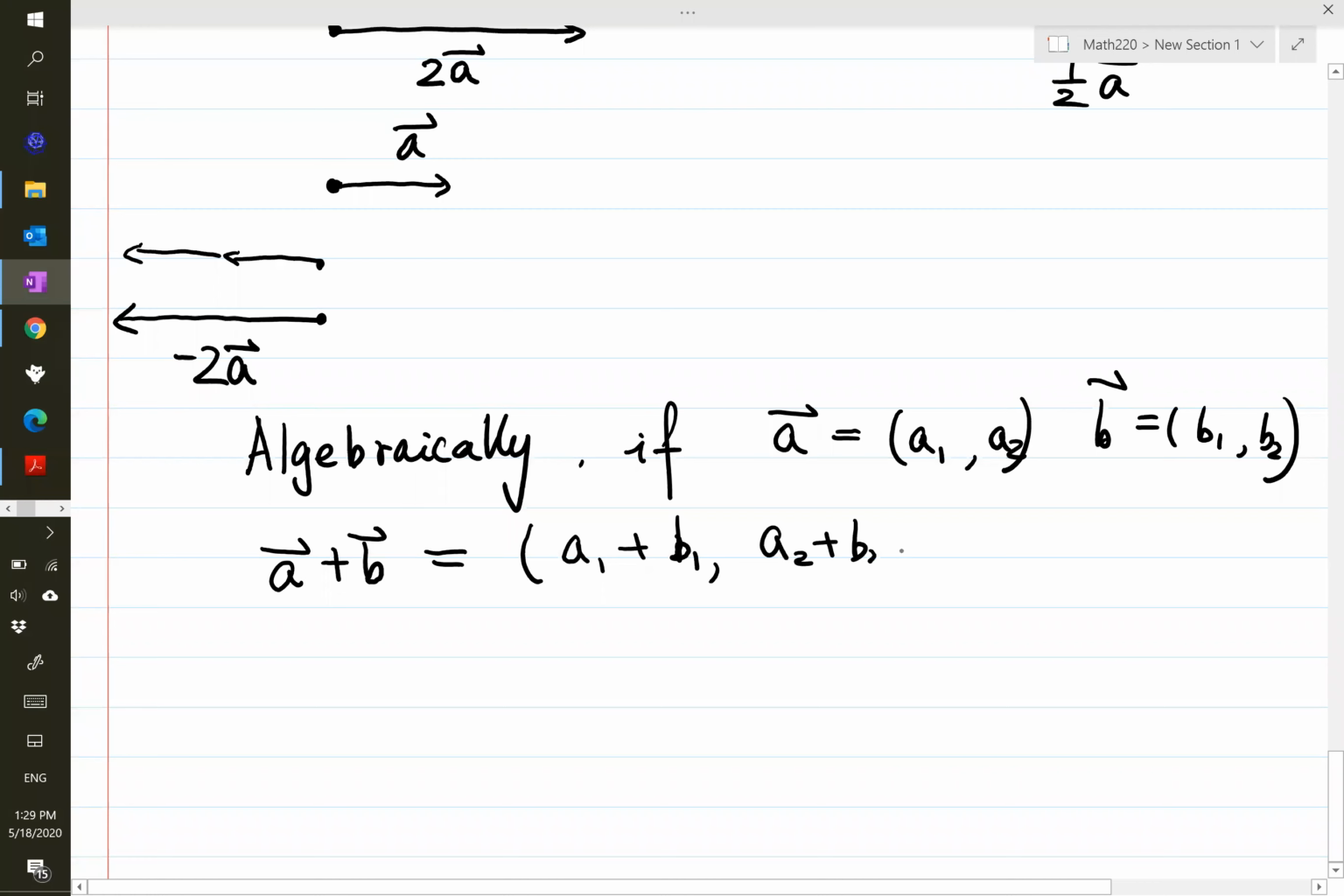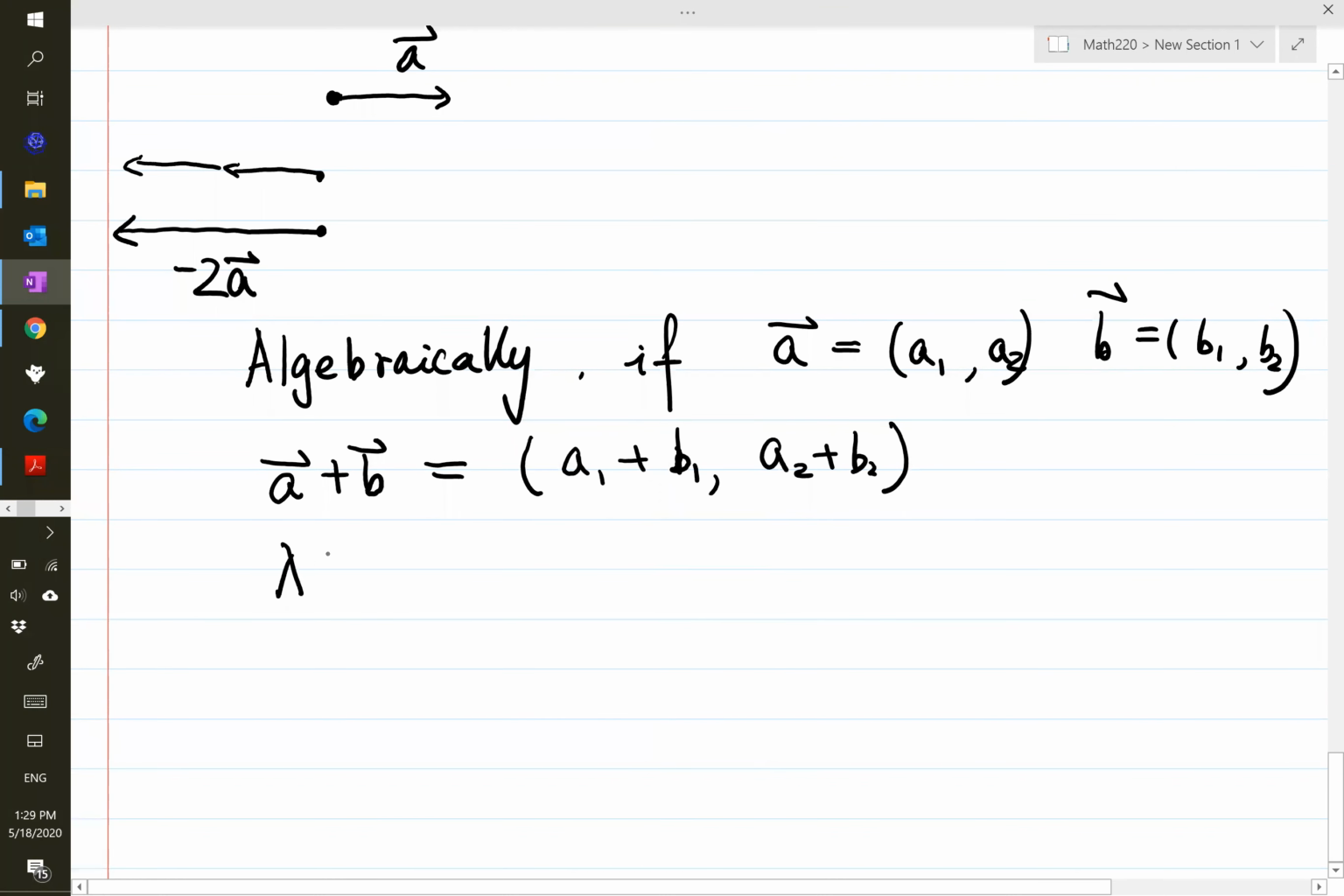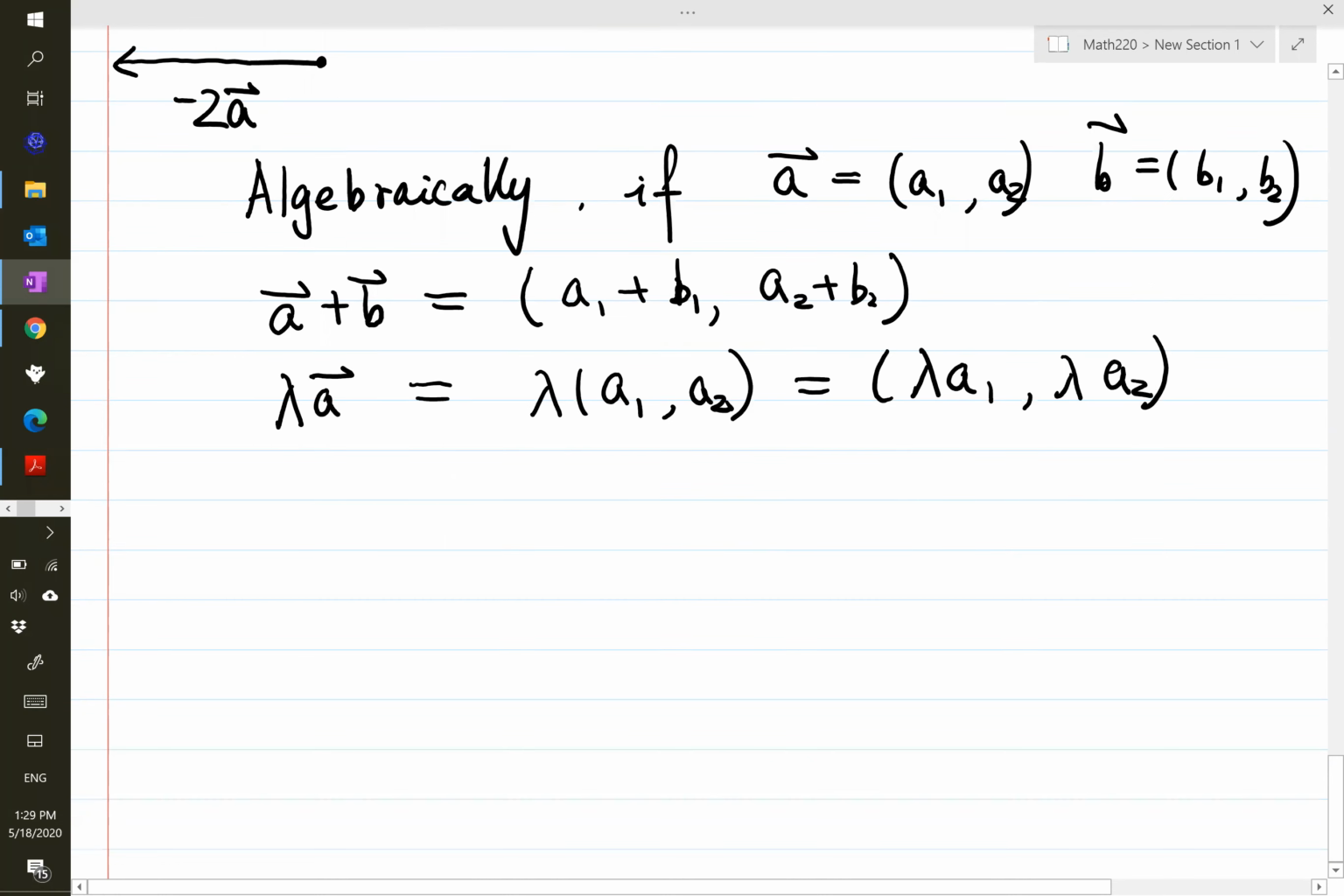Okay, we simply add the coordinates. And then if we multiply by a lambda, scalar multiplication, then we just multiply component-wise. Component-wise multiplication. Okay, so the picture looks like this.